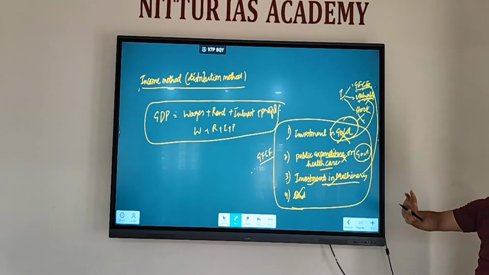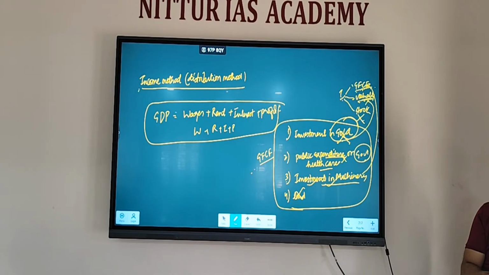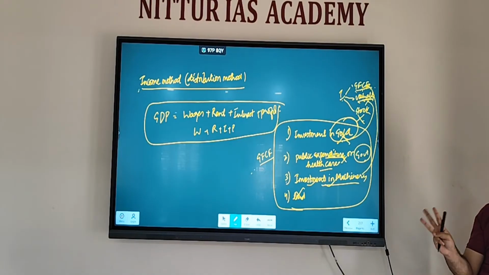This is an important thing you have to keep in mind. These are the three ways to calculate the GDP: the product method, the income method, and the expenditure method. The product method is also known as the value addition method. The income method is also known as the distribution method, and the expenditure method is also referred to as the outlay method or spending method. Clear? Any doubt regarding this particular thing?